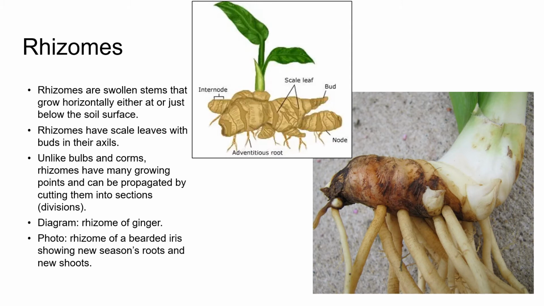Rhizomes are swollen stems that grow horizontally, either at or just below the soil surface. Whereas bulbs and corms are more or less rounded in shape, rhizomes are more or less cylindrical-ish. They can vary in thickness from less than the thickness of a pencil to about 1.5 to 2 inches in diameter, depending on the species.